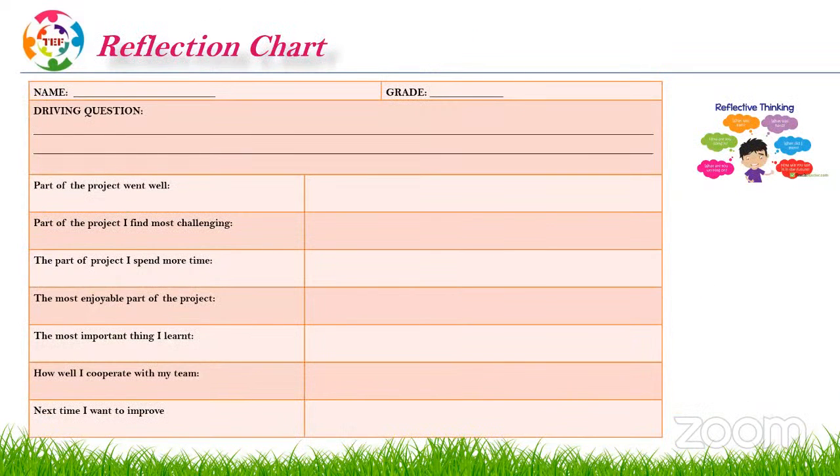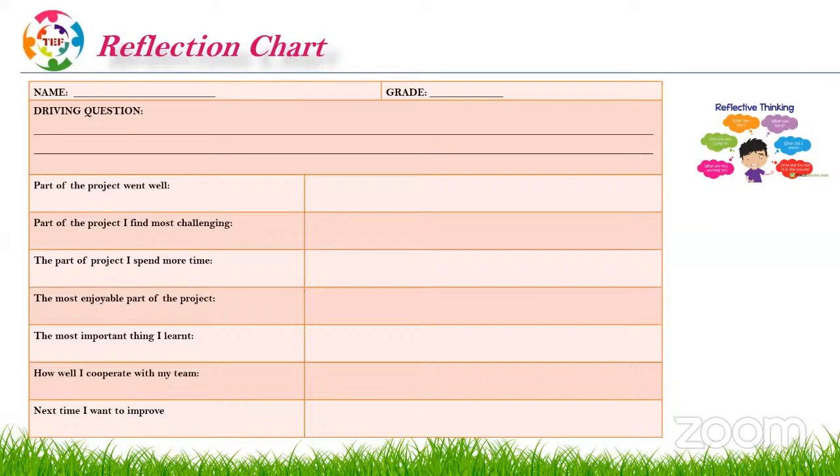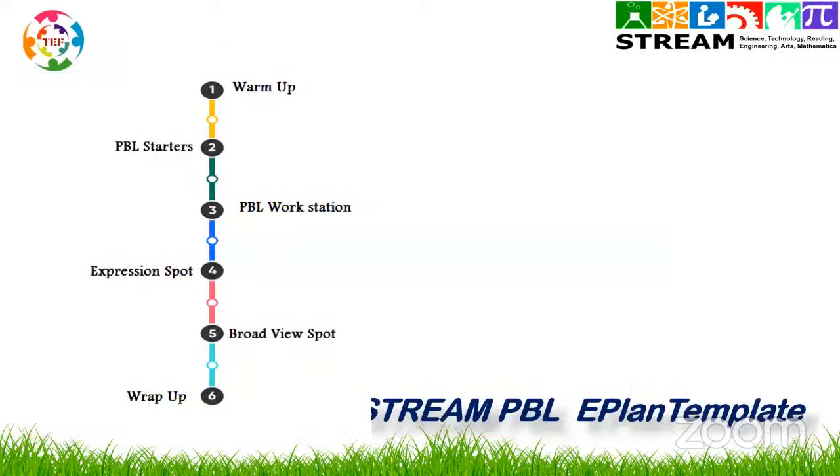So the last is the reflection chart. This is highly important for the students to develop their metacognitive skill: what they learned in the project and what went well, what is the most challenging part while doing the project, how I planned the time. So when they reflect on the project they did themselves, it will encourage the students to improve themselves and it will encourage reflective thinking among the children.